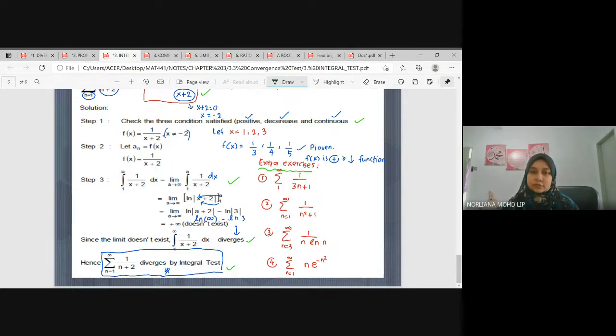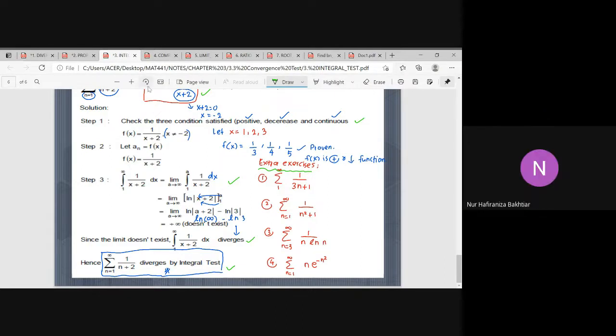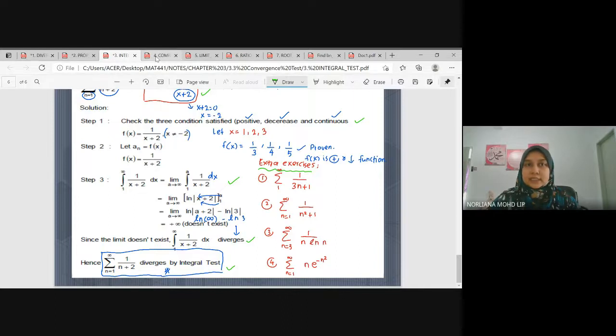Okay, ada soalan tak untuk ni integral test? Ada soalan? Boleh faham tak? 3 test ni? Boleh? Okay, tak ada soalan, kita pergi test. Tak ada soalan? Kita pergi test yang keempat.